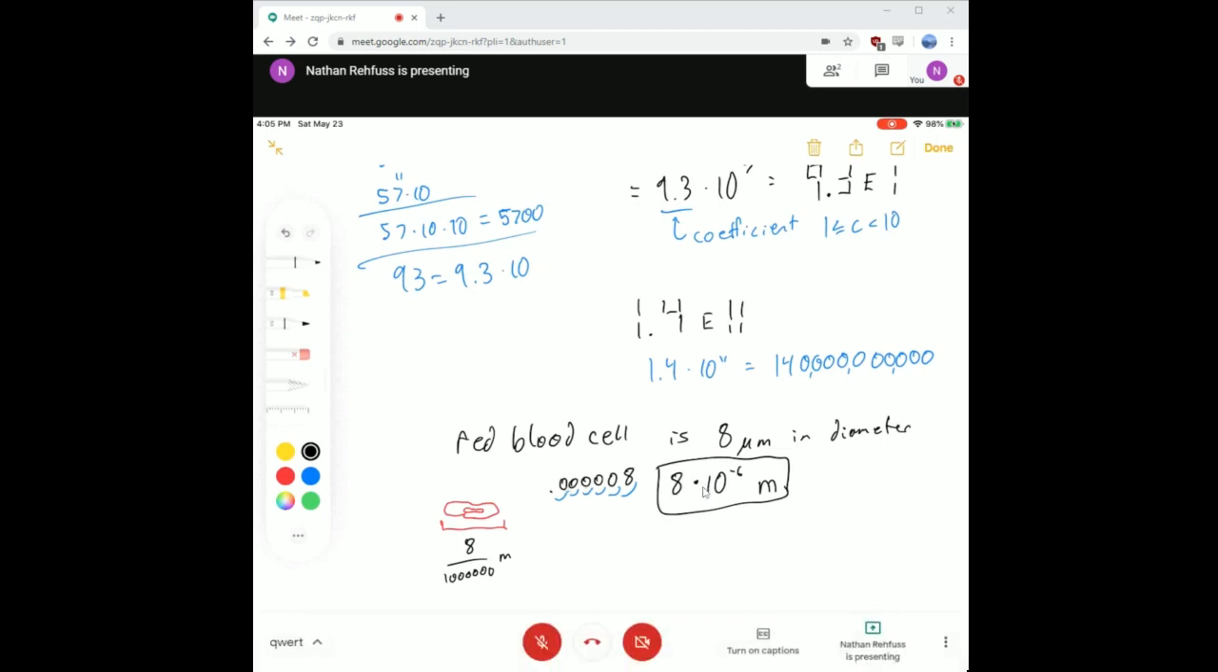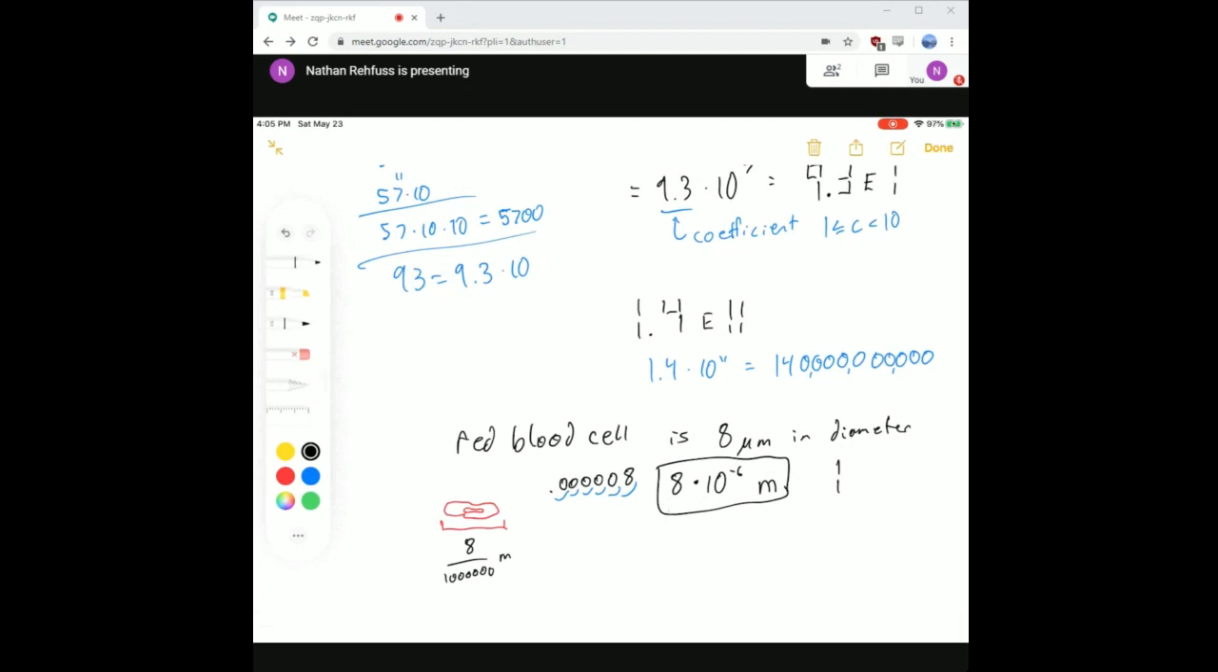I went with 8 times 10 to the negative 6th instead of 0.8 times 10 to the negative 5th, because 0.8 isn't between 1 and 10, but 8 is between 1 and 10. There will always be one way to write the number such that this coefficient is between 1 and 10. Your calculator would write this as 8e negative 6.